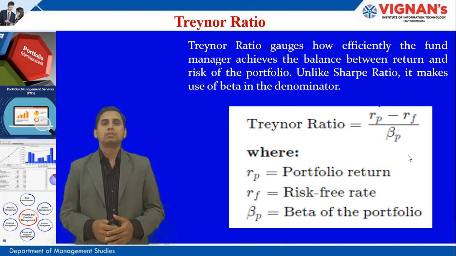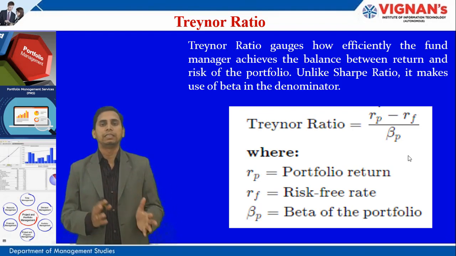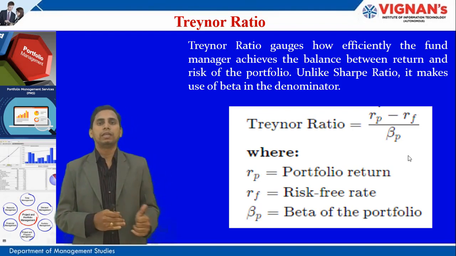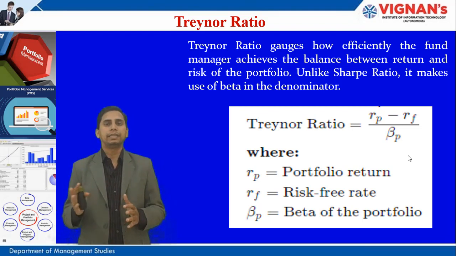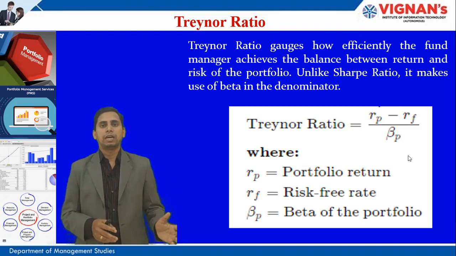The next ratio used by various portfolio managers for evaluating mutual funds is the Treynor ratio. The Treynor ratio judges how efficiently the fund manager achieves the balance between the return and the risk of a portfolio. Here the risk is the market risk, meaning how far the portfolio reacts to market risk. Unlike the Sharpe ratio, it uses beta as the denominator. That's the main difference between the Sharpe and the Treynor.